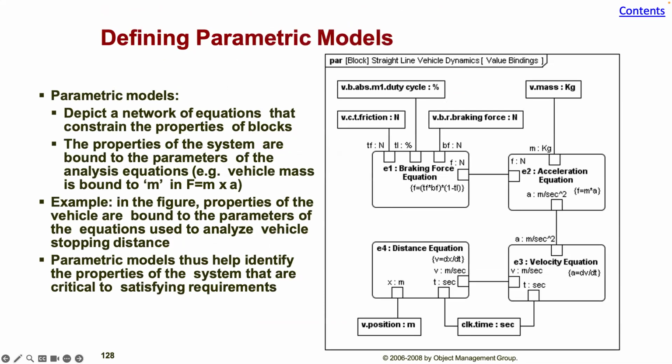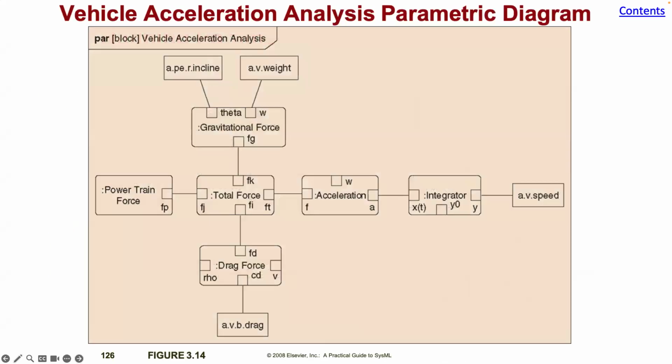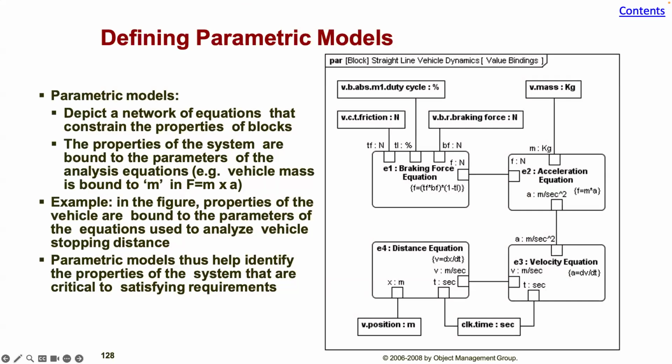So here we have another one. We're looking at vehicle dynamics. And there would be some kind of relationship to maybe the diagram I showed a couple of slides before with what we're trying to capture here. A parametric model depicts a network of equations that constrain the properties of blocks. The properties of the system are bound to the parameters of the analysis equation. For example, the vehicle mass is bound to the m of F equals ma. This is the governing equation that we're trying to embrace with our parametric diagram. In the figure, the properties of the vehicle are bound to the parameters of the equations used to analyze vehicle stopping distances.